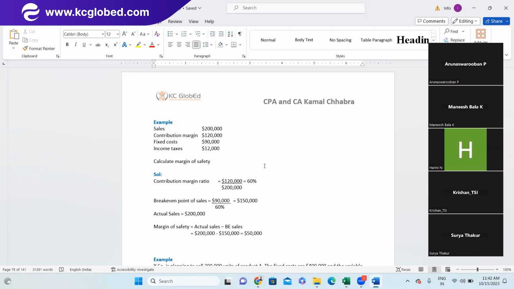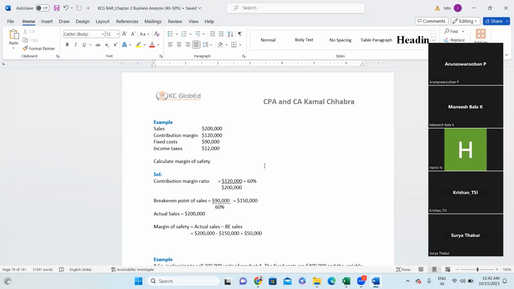Next example is sales of $200,000. Your contribution margin is $120,000. Your fixed cost is 90,000, and your income tax is $12,000. Calculate the margin of safety. So you have been given contribution margin 120,000 and sales 200,000. The fixed cost they have given is $90,000 and income tax $12,000, and they're asking you to calculate the margin of safety.